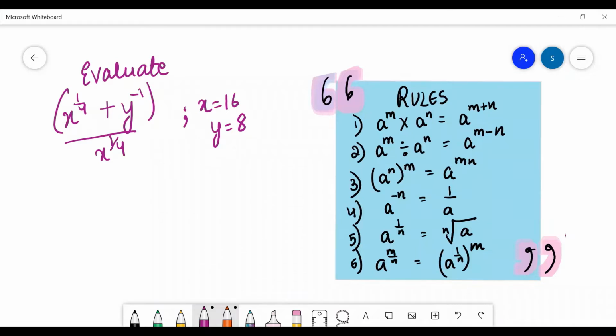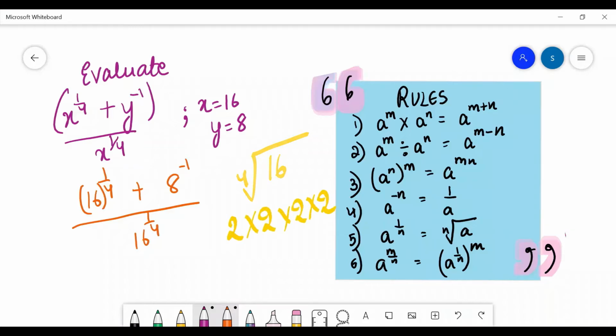The last question we have is: evaluate x^(1/4) + y^(-1) divided by x^(1/4), where x = 16 and y = 8. So here let's just try putting in the values. You get x is 16, so 16^(1/4), plus y is 8, 8^(-1), divided by 16^(1/4). So basically, what's the fourth root of 16? It is 2. 2 into 2 into 2 into 2 would be 16, right? So that's the fourth root, 2.